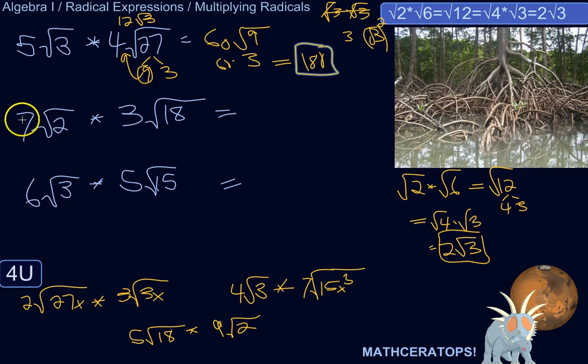Let us try another one. 7 square root of 2 times 3 square root of 18. We could simplify first. That'd probably be better, but I'll show you what it looks like when you don't. So 7 times 3 is 21, and 2 times 18 is 36. Actually, it's probably simpler to do it this way. Square root of 36 is just 6, so 21 times 6, which would be, what is that, 126?